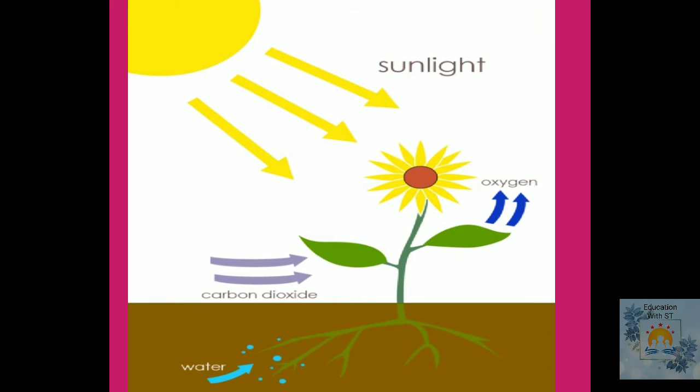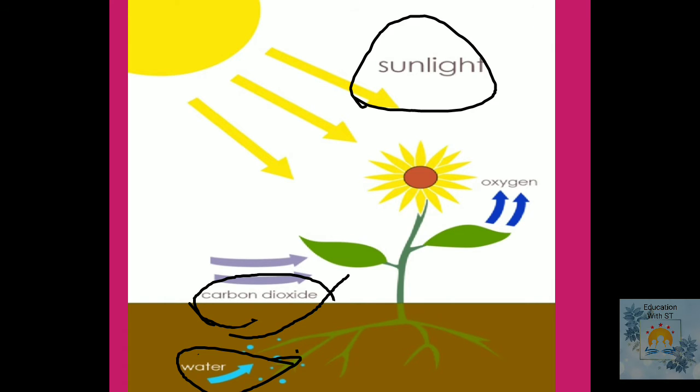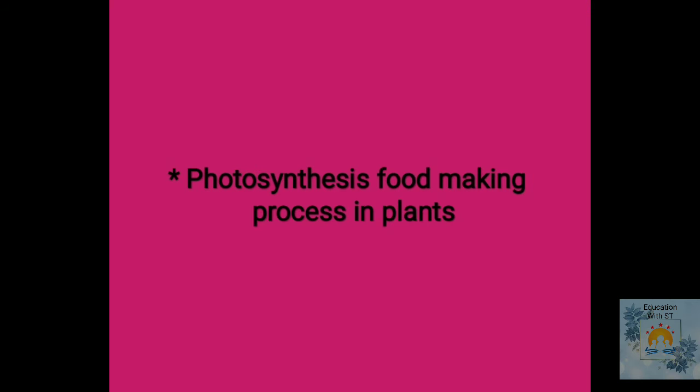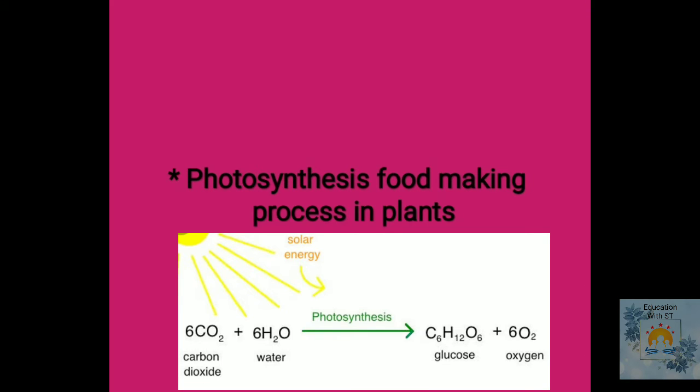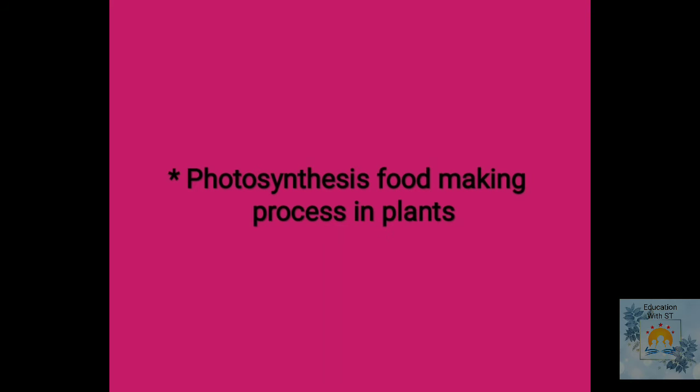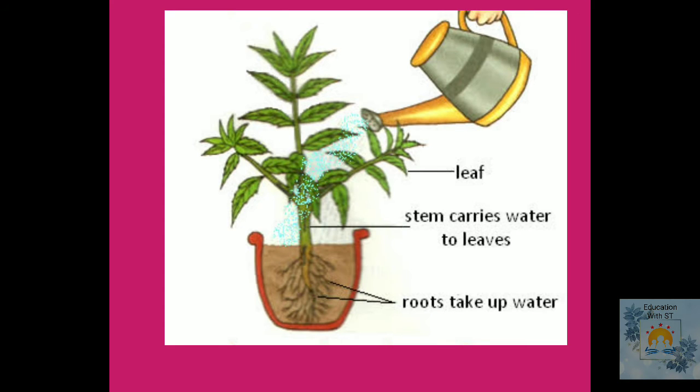Green plants make their own food from carbon dioxide and water in the presence of chlorophyll and sunlight. The process by which green plants make their food is called photosynthesis. Photo means light and synthesis means building up. Photosynthesis is described by the following reaction. Plants thus convert solar energy into chemical energy of the food. This synthesized food is then distributed to different parts of the plant.